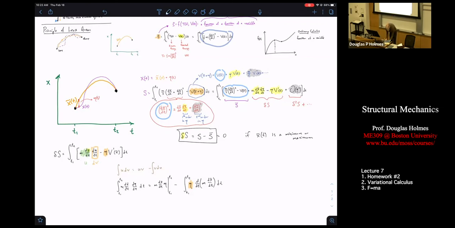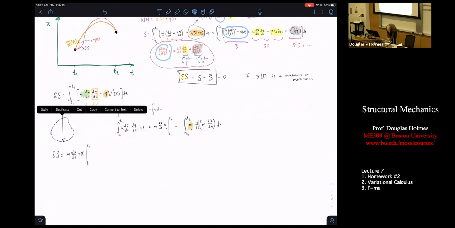So let's do a little bit of work here. Let's go back over to here. Write down our first variation in S: it's going to equal m times dx bar dt times eta of t, evaluated at t1 and t2. I don't have enough room, so let me move that down. Okay, that's the first term. It's a boundary term. We don't have to care about that for right now. I have an integral from t1 to t2 of this thing times eta of t, integrated over time.